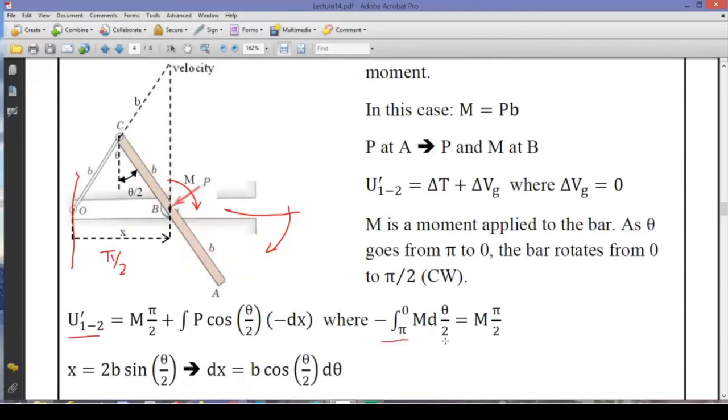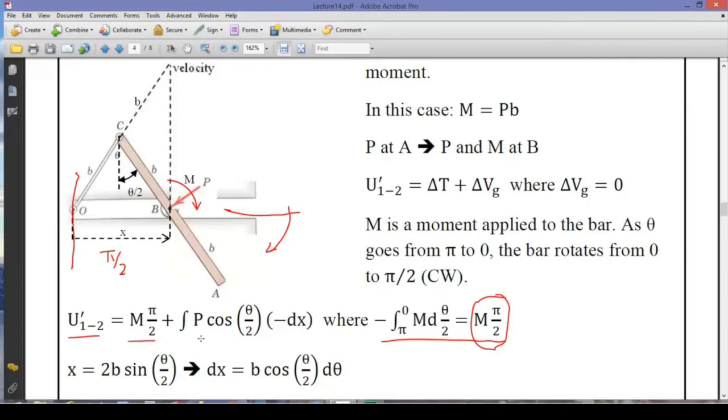So that's why we have M times pi over 2. Or you can calculate it in this respect: because M is in the clockwise direction, due to our right-hand rule, it's a negative direction. Then we can use it as negative, and theta is from pi to 0 degrees. And you'll see that we are consistent with our assumption here, where we calculate the total work done by this non-conservative moment as M times pi over 2.